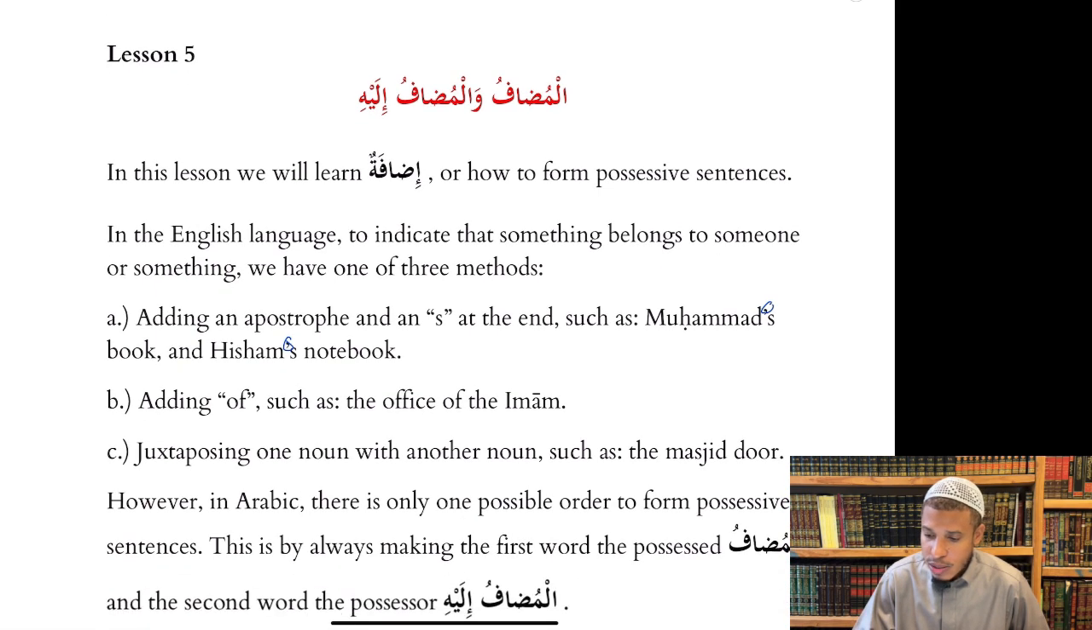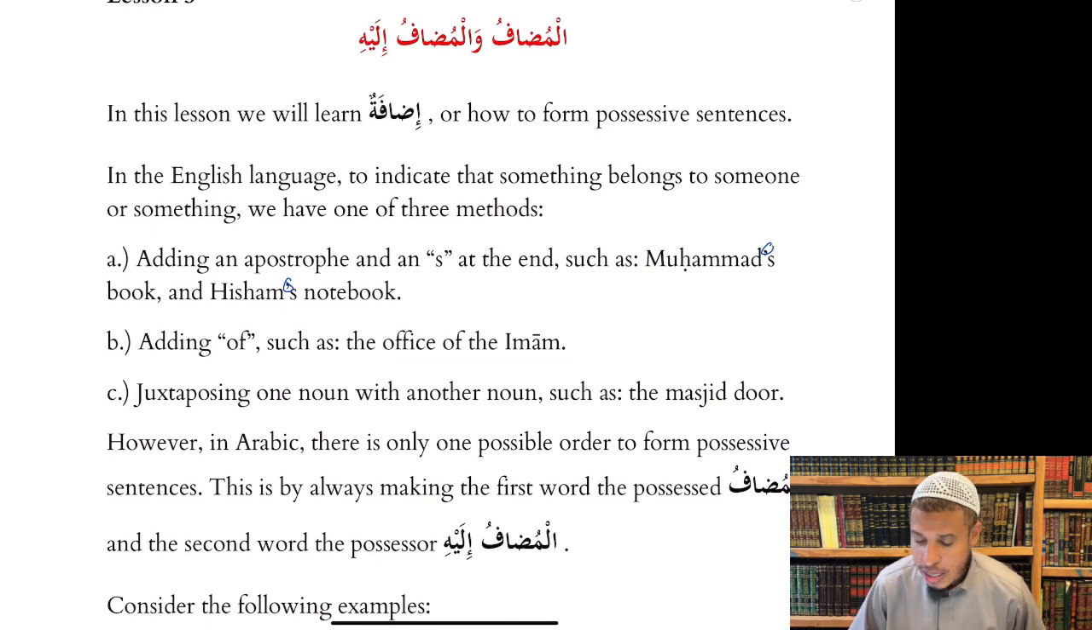And the last way in English is juxtaposing one noun with another, meaning putting them next to each other, such as the masjid door or the car key. The door belongs to the masjid, the key belongs to the car.